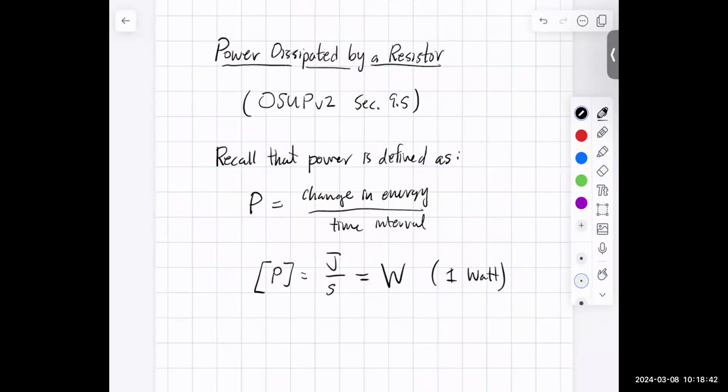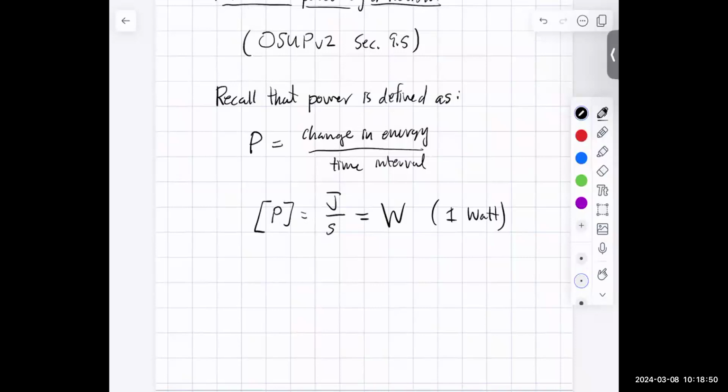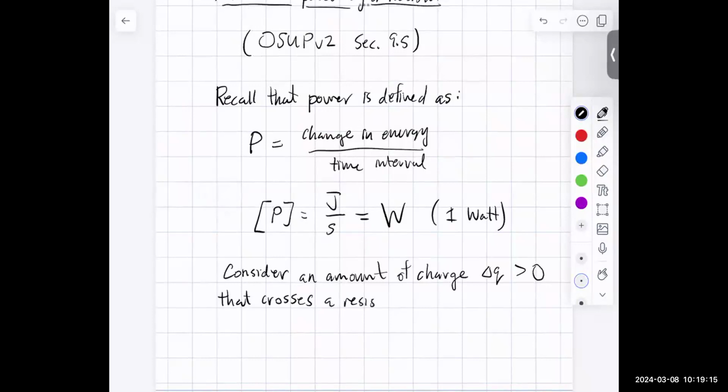Okay, so now we will consider a charge crossing a resistor, because we're going to track the change in energy of that charge. So let's consider an amount of charge, say delta Q, we'll pick it to be positive, but it doesn't really matter, that crosses a resistor R in time delta T.